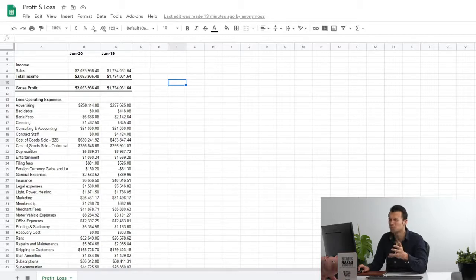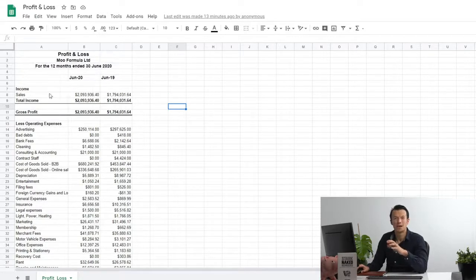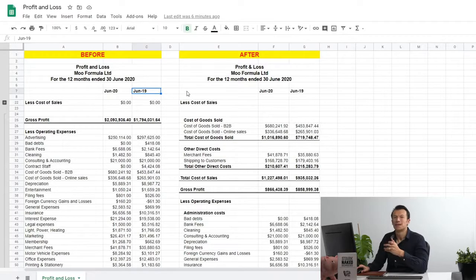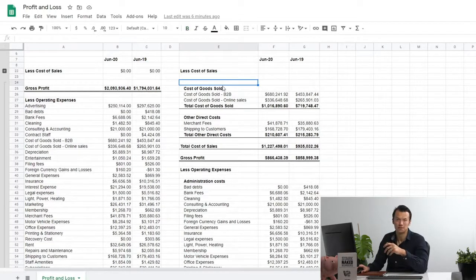Now, in Move Formula's case, all of these expenses are currently classified as operating expenses. As you can see, your revenue is the same as gross profit, which is wrong and something we need to fix. Now, after a bit of work, here's what the direct costs should look like. So now we have a correctly structured chart of accounts for cost of sales. Now, this example, again, is for a product-based business.